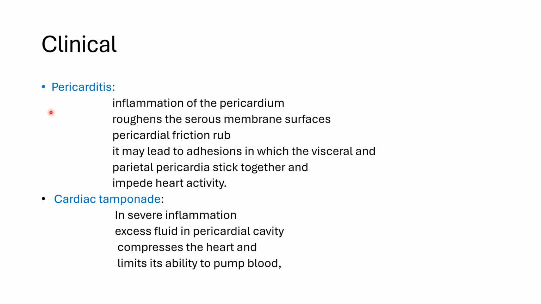What happens because of the inflammation? The serous membrane surface becomes rough, and then there is a pericardial friction rub. It can also lead to adhesions in which the visceral and the parietal pericardia stick together, and now they hinder the activity of the heart. Then there is another condition known as cardiac tamponade.